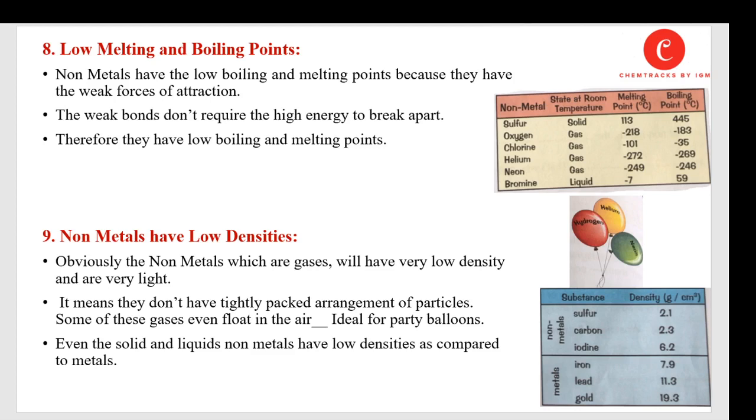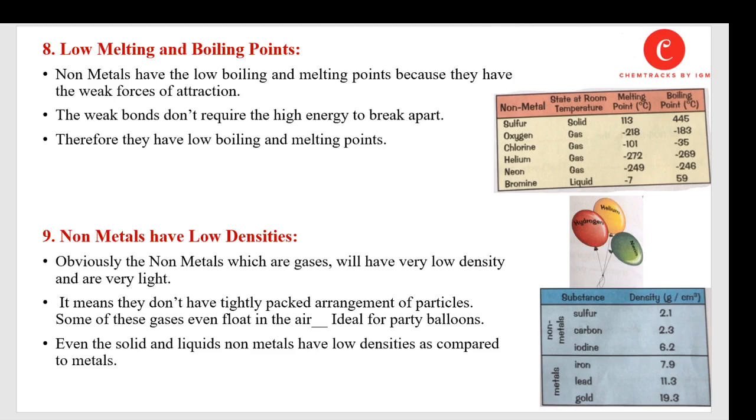Even the solid and liquid non-metals have low densities as compared to the metals. Just see the table on the right side. There is non-metal sulfur. Its density is 2.1 gram per cm cube. Sulfur is solid. Carbon is also solid, and iodine is gas. So they have low densities.